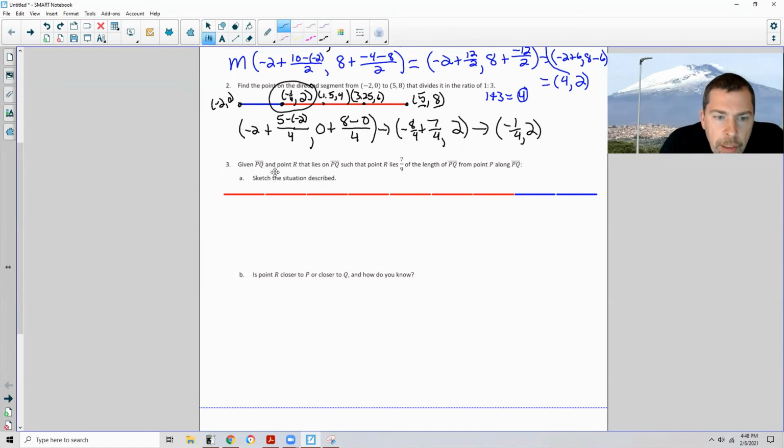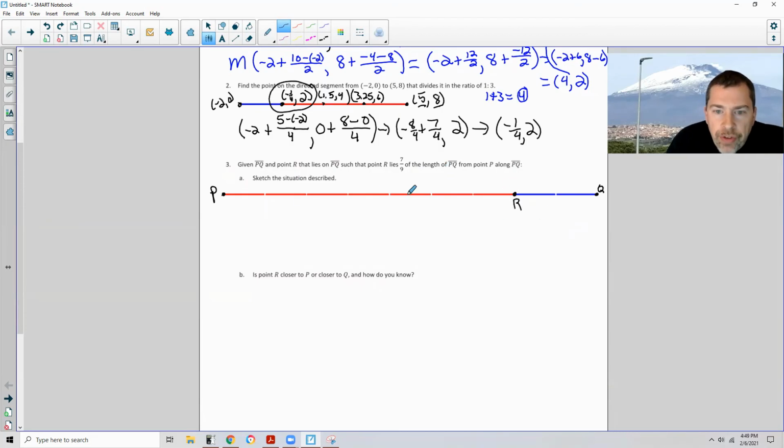Just keep in mind that these are all one piece. And I just broke them up to show you that that's where the segments are. So there's segments of this length: 1, 2, 3, 4, 5, 6, 7, 8, 9. So 7/9 would be right here. 7 out of the 9 are on the left. So we are 7 segments of the same length away from P. And Q is down here. There are 9, so R lies 7/9 the length. So this is R.